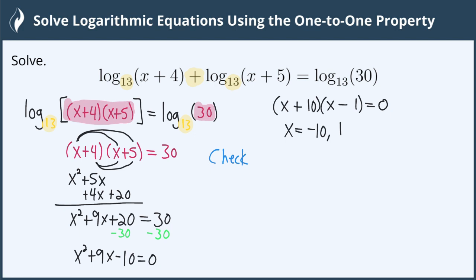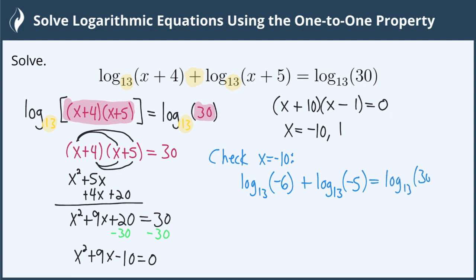Let's start by checking x equals negative 10. So when I do that, I have log base 13. And note that we're doing this in the original equation, right? So inside that first logarithm was x plus 4. So when I am checking, negative 10 plus 4 is negative 6. And I can actually stop there if I want because I have a negative inside the logarithm. But just to show you the rest of it, negative 10 plus 5 for the next one is negative 5. And we have log base 13 of 30 carries down.